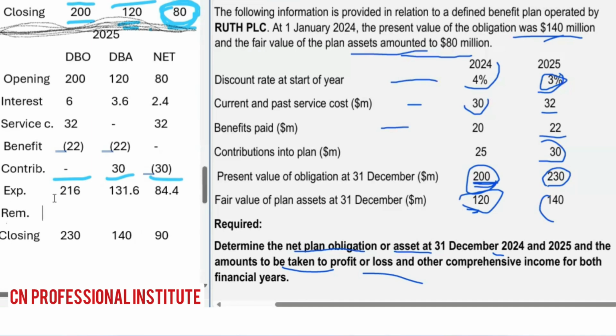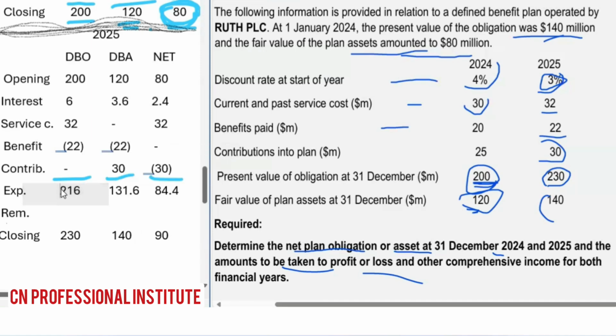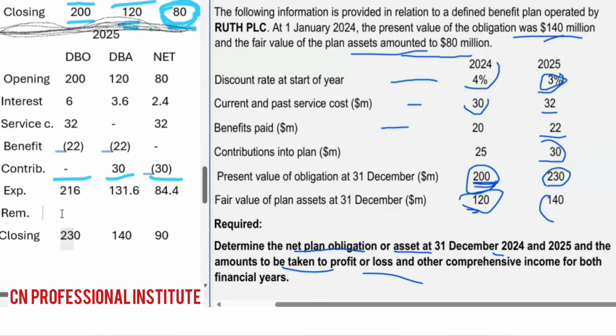Now if you check, the expected value for the liability is 216, but the closing is 230. So you see the liability has gone up, and if the liability goes up, it's a loss. So there's a loss of what? 14.